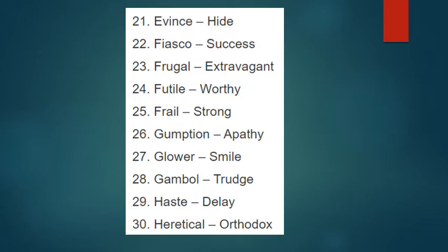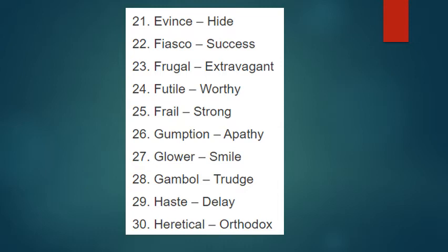Now, gumption. Gumption means having initiative, resourceful. So there's a shrewdness in gumption. And apathy: no concern, lack of interest. That's apathy. Glower: a very sullen, very angry look. That's a glower. And give a smile, so smile will be the opposite of glower.